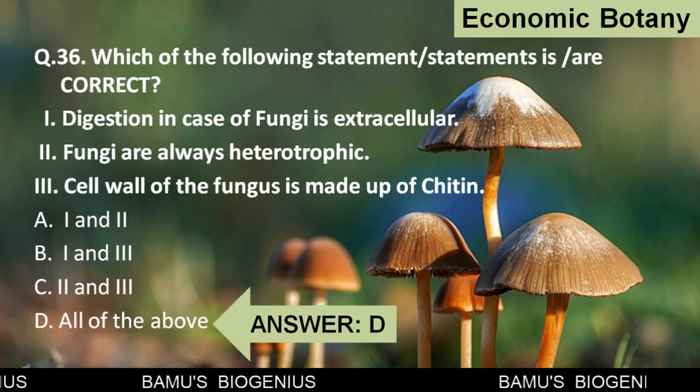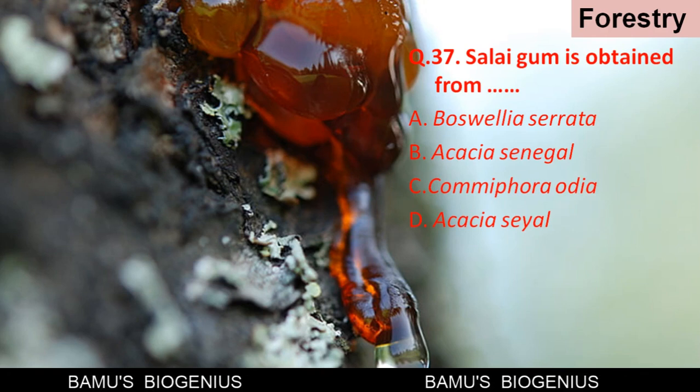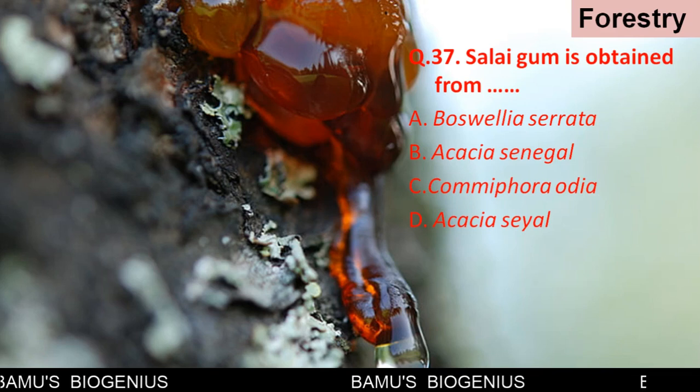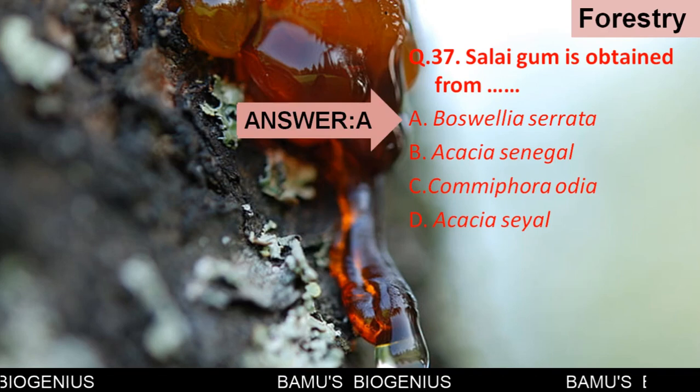Salai gum is obtained from Boswellia serrata, Acacia senegal, Commiphora udia, Acacia sea. The answer is Boswellia serrata, that is A.